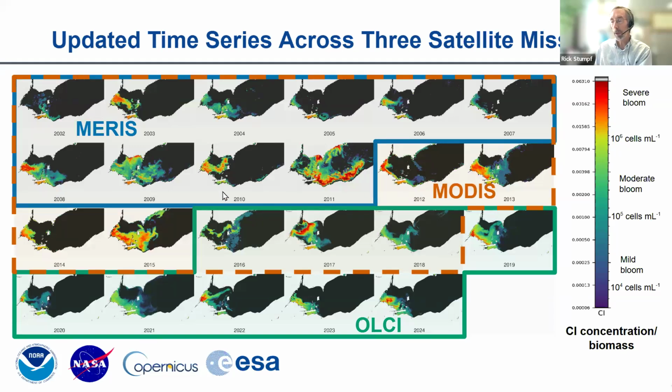So this is dominated by MERIS. This is only MODIS from 2012 to 2015, and then the OLCI data set is in here. And you can see the overlaps. 2011, severe bloom. 2015 was a bad bloom. And you can see how different they are.